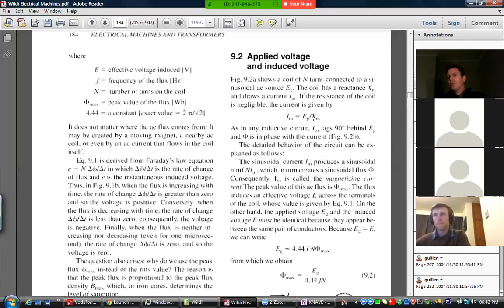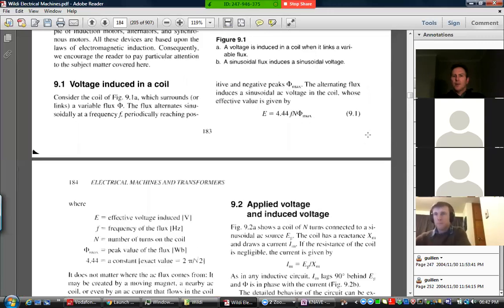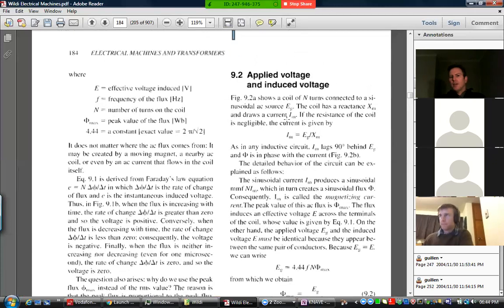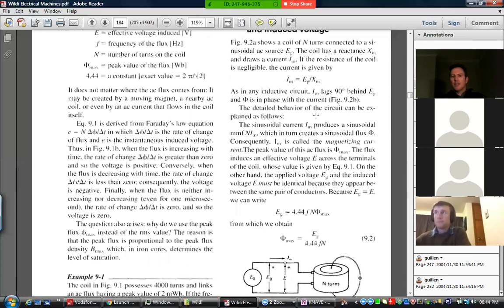Okay, so basically because it's an inductor, we have really reactance only, and we'll end up with a current, a magnetizing current, which ends up 90 degrees behind E, where E is the applied voltage that they're putting on this thing. So they've put E across the terminals there, and they've ended up with I. So it's a magnetizing current.